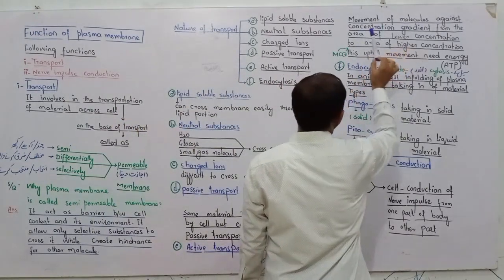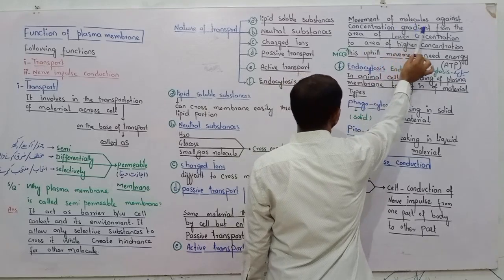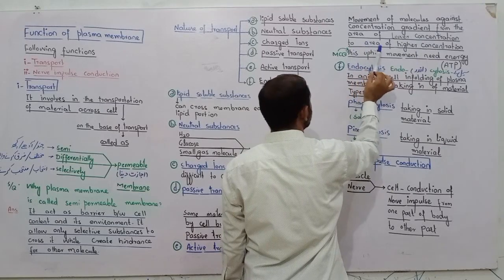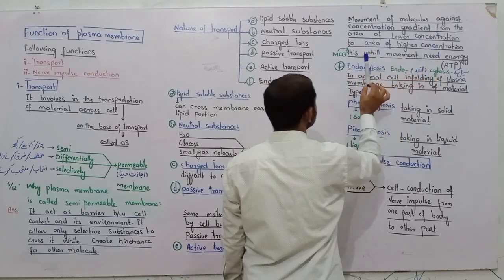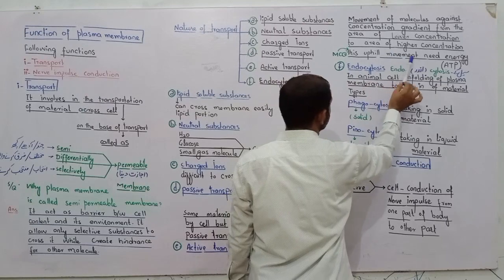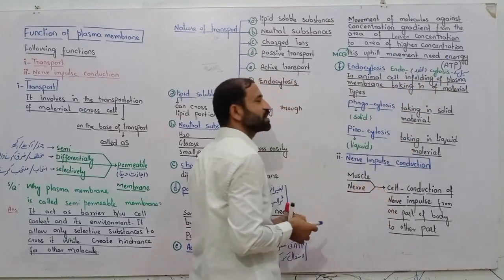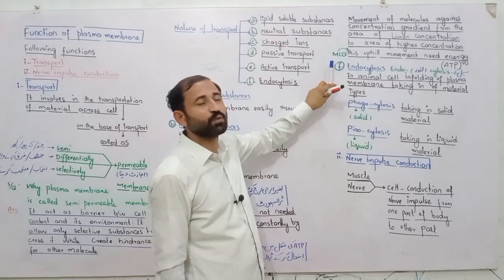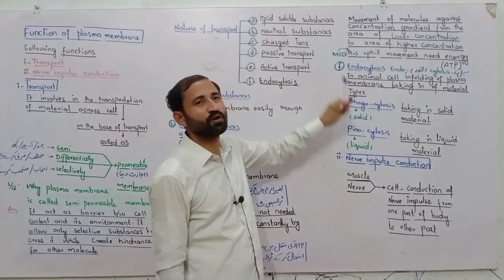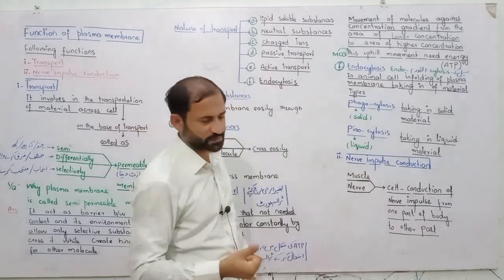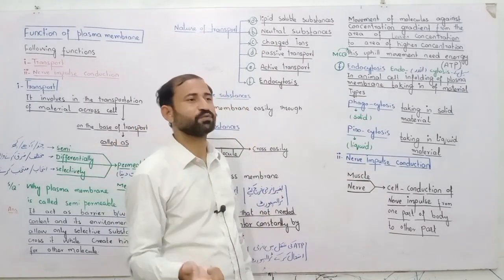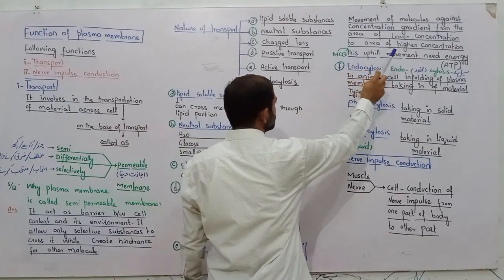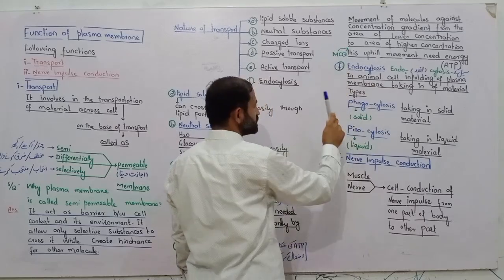So movement of molecules against the concentration gradient, from the area of lower concentration to the area of higher concentration, this uphill movement needs energy. It comes as an MCQ that uphill movement of material requiring energy in the form of ATP is known as active transport. So this is a one-line approach in the form of an MCQ: uphill movement is known as active transport.